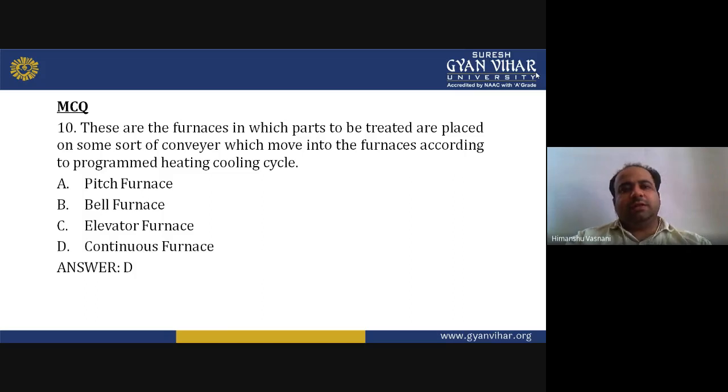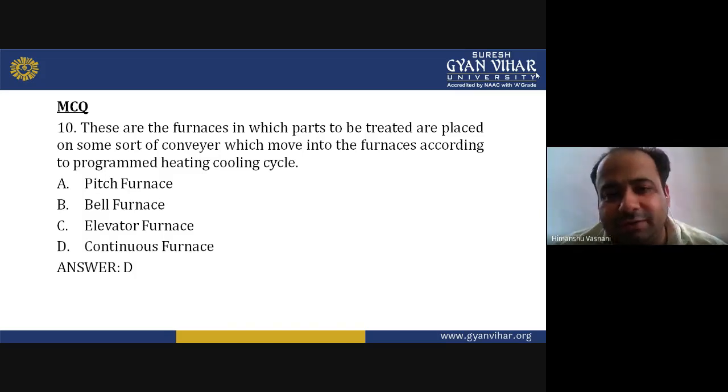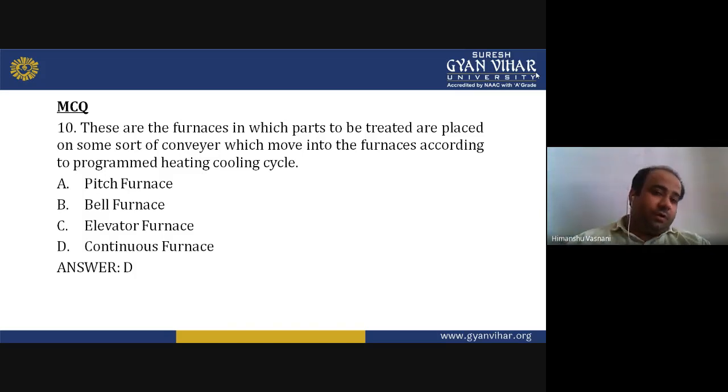Now the tenth question. These are the furnaces in which parts to be treated are placed on some sort of conveyor which moves into the furnace according to the programmed heating cooling cycle. I repeat, these are the furnaces in which parts to be heated are placed on some sort of conveyor which moves into the furnace according to the programmed heating cooling cycle. So what do we call this? We call this a continuous furnace. They have a programmed heating cooling cycle and they have also used a conveyor for that.